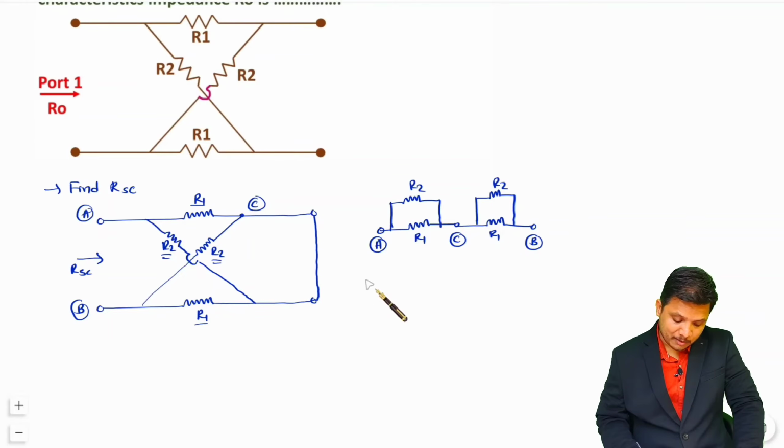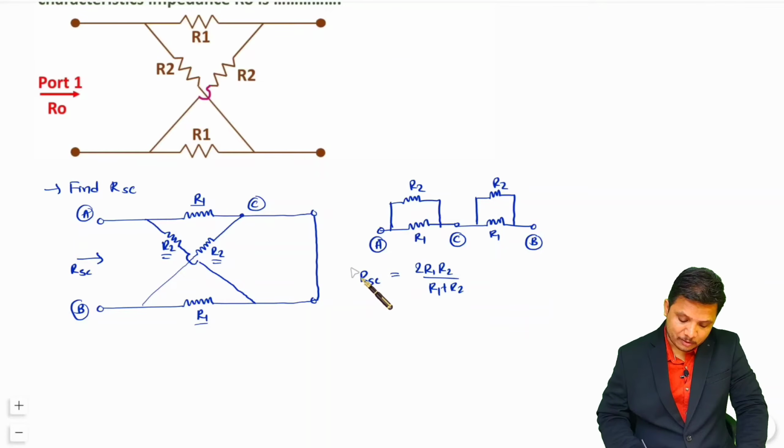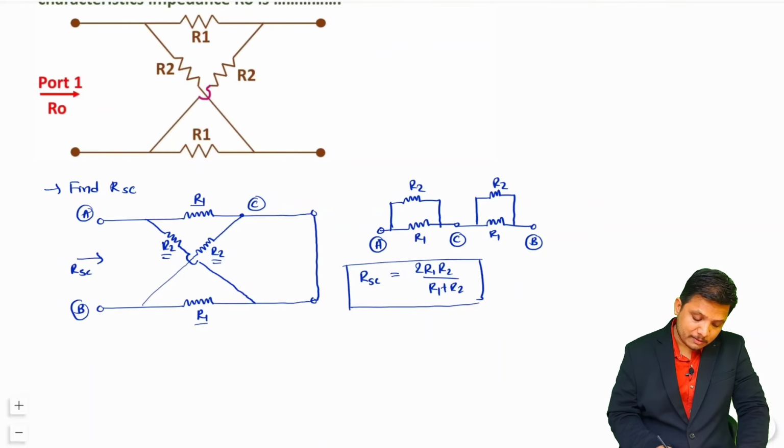And now we can have RSC in between A and B. So that is a series combination of the parallel of R1 and R2. So R1 parallel R2, that is R1 R2 divided by R1 plus R2, and 2 times that is happening. So I am just directly writing 2 R1 R2 divided by R1 plus R2, that is RSC, right?